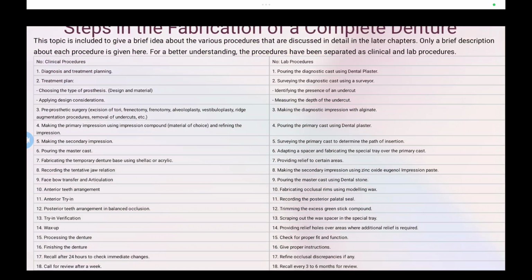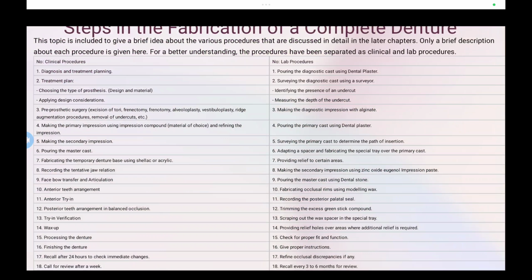Frenectomy means the removal of the frenum. Alveoloplasty means shaping the bone. Vestibuloplasty means shaping the vestibular area. Ridge augmentation means shaping the ridge of the patient, and reducing and removing undercuts. Next, the clinical procedure involves making the primary impression using impression compound or any other material of choice and refining the impression.